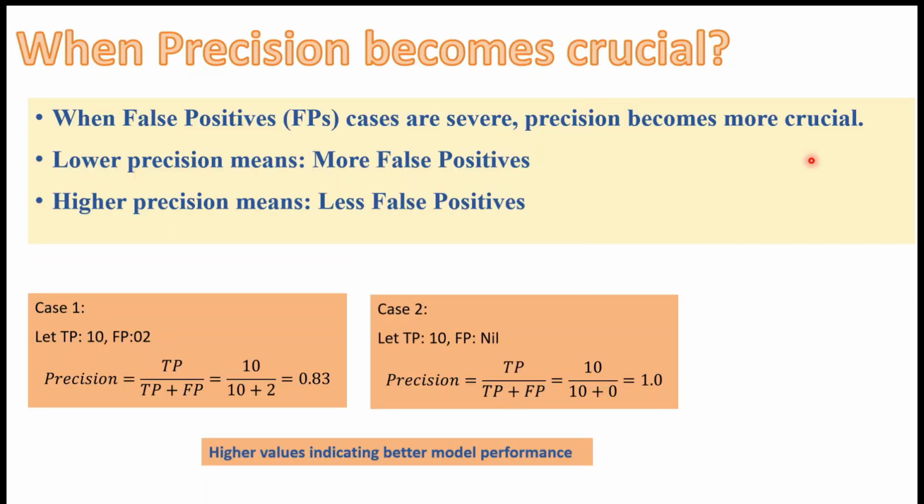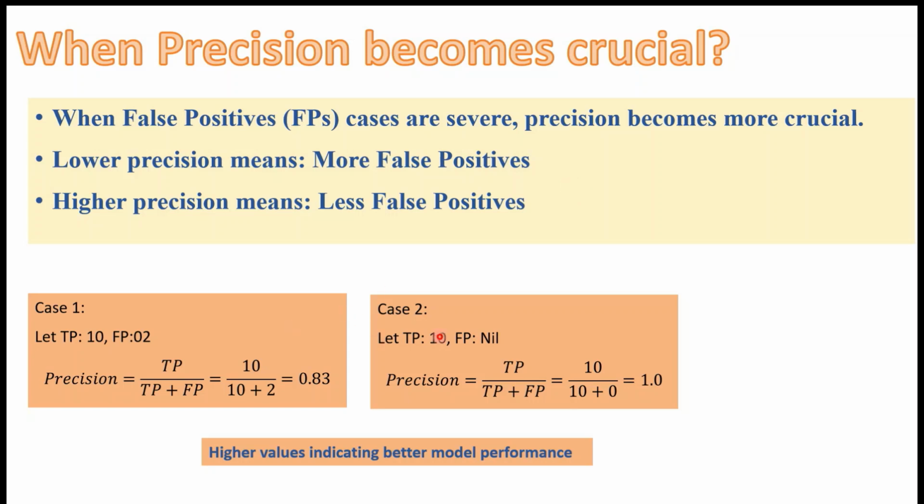So we understood that when false positive cases are more severe, then precision becomes more crucial, because the precision value depends on false positive cases. As false positive cases increase, the precision gets lower and lower. So when we design a model, we need to make sure that the number of false positive cases is minimized in order to get a higher precision.